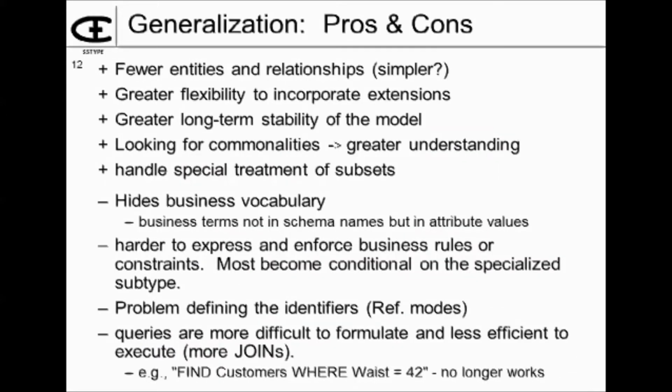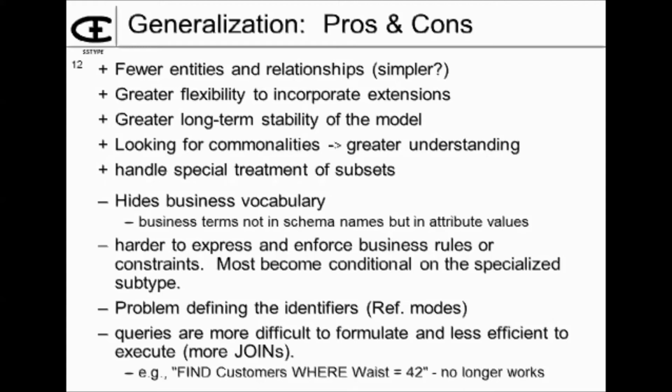Just a summary before we jump into subtype supertypes. Generalization, pros and cons. The pluses are the pros and the minuses are the cons. It results in fewer entities and fewer relationships. Now that's a plus, but you have to ask yourself, does that really make it simpler? Greater flexibility to incorporate extensions, and that's why the systems people like it so much. Greater long-term stability of the model. Again, for the same reason, because the schema doesn't have to change. You just add some more data to it. We are looking for commonalities, and that itself can lead to greater understanding. We can have special treatment of subsets.